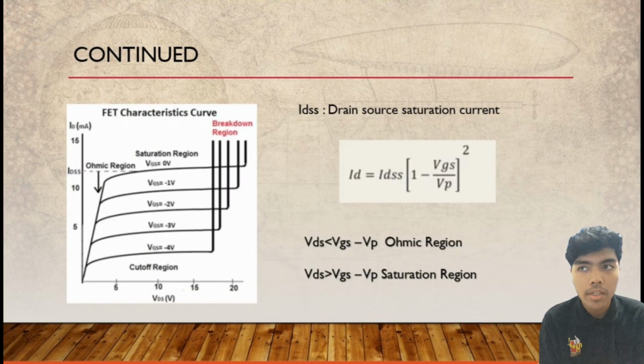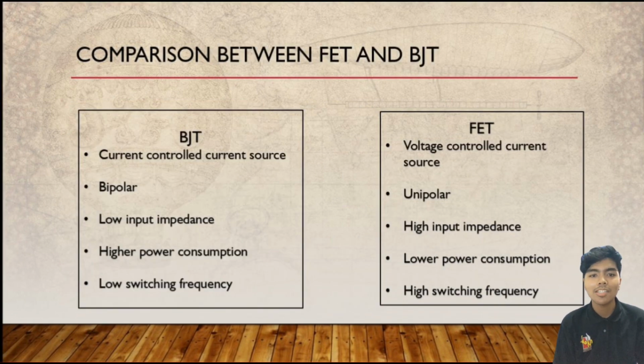From the inference of the previous slides, we can analyze the output characteristics of a JFET. The curve can be divided into three parts. The ohmic region is when VDS is less than VGS minus VP, and then it enters the saturation region. Further increasing values will make the JFET break down. The drain current in the saturation region is given by the equation ID is equal to IDSS multiplied by (1 minus VGS upon VP) the whole squared, where IDSS is equal to the drain source saturation current.